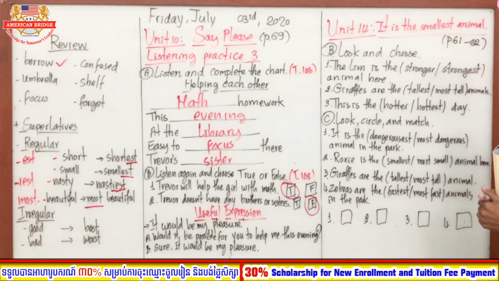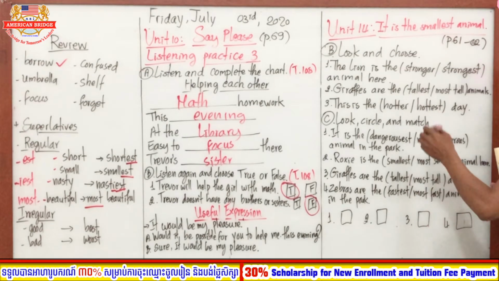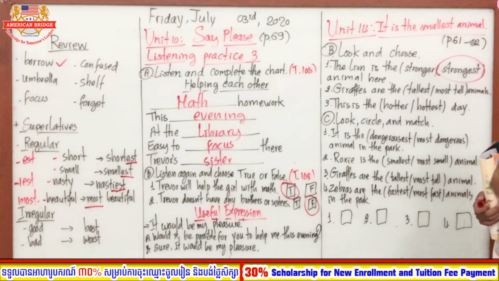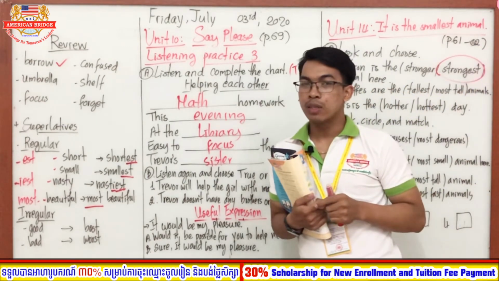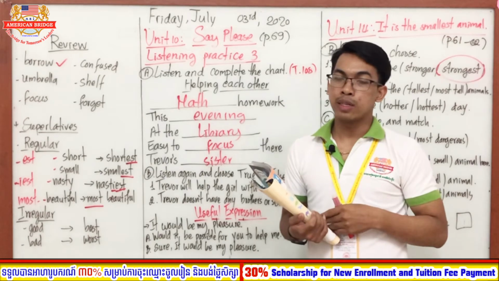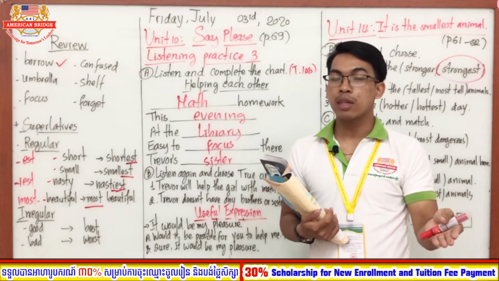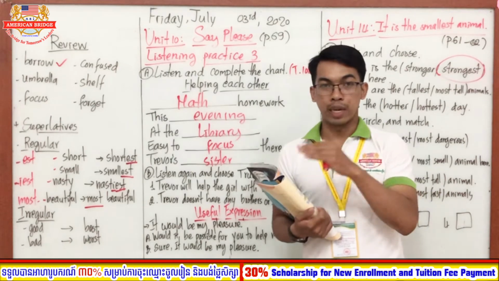Number one, the lion is the strongest animal here. So the answer is, yes, very good. The lion is the strongest animal here. Have you ever seen a lion, everyone? The lion is really dangerous, so you have to escape from that animal. Do not go to play with it because it is a dangerous animal.